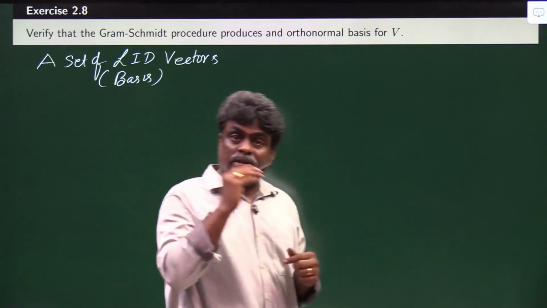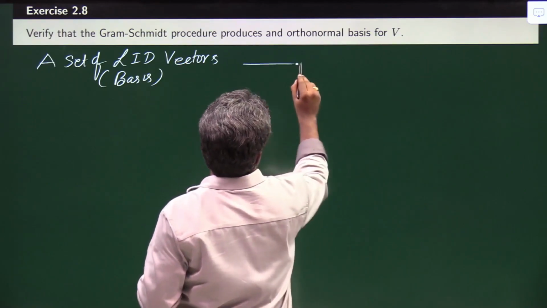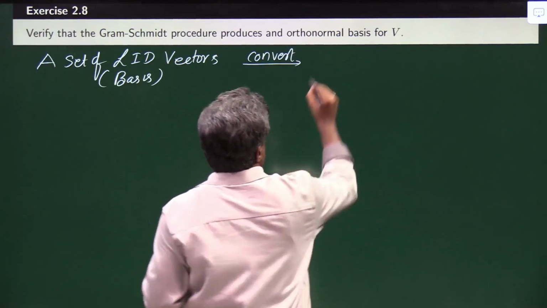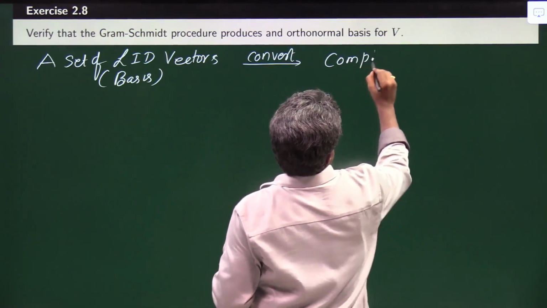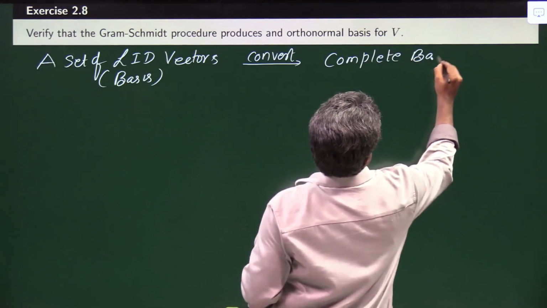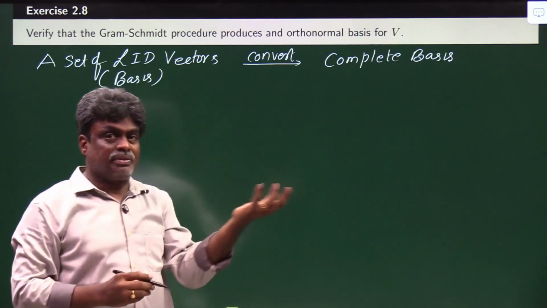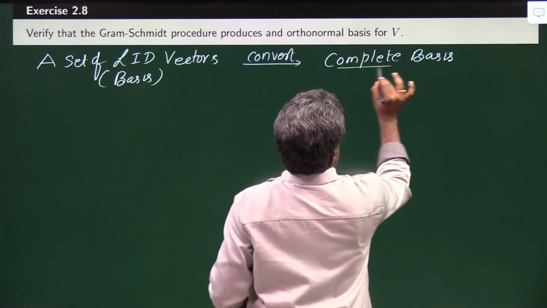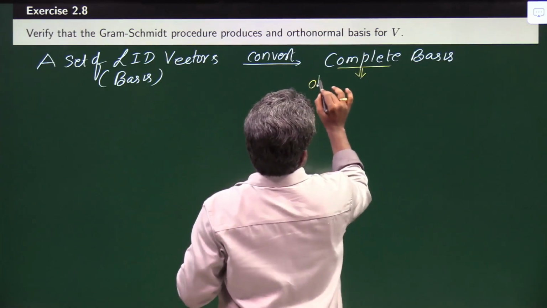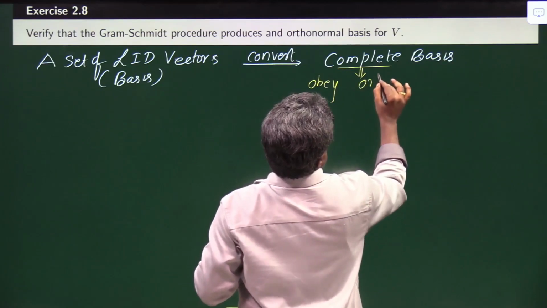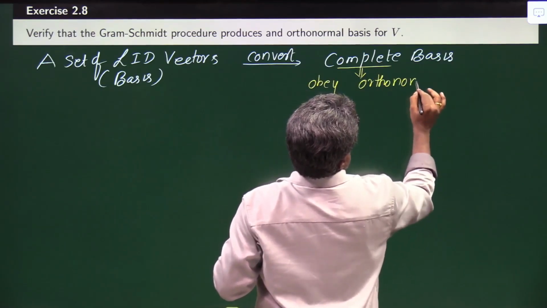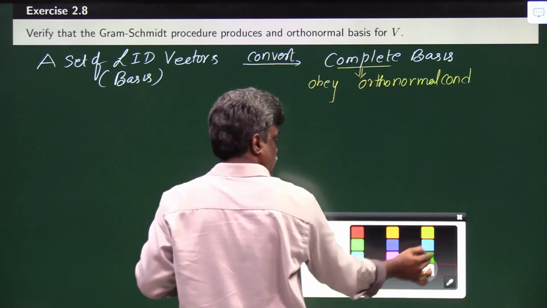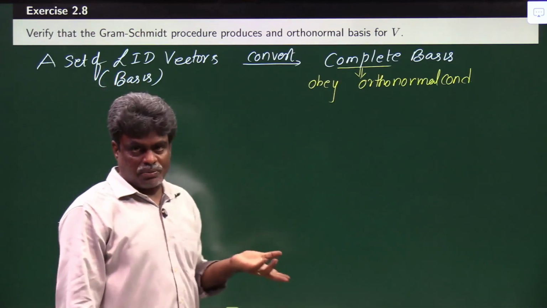Now we want to convert this set of linearly independent vectors, that means this process will convert them into a complete basis. What is the meaning of basis and complete basis? What is the difference between them? Here a complete basis means the states obey or satisfy the orthonormal condition. The basis states need not satisfy this condition.